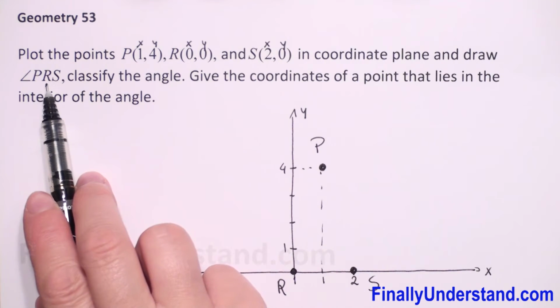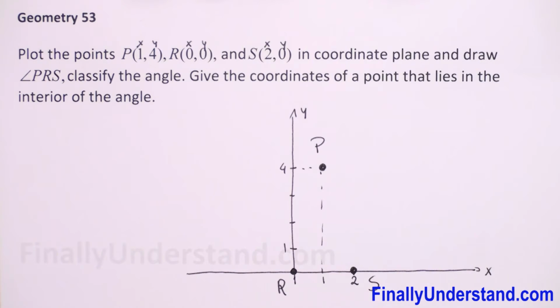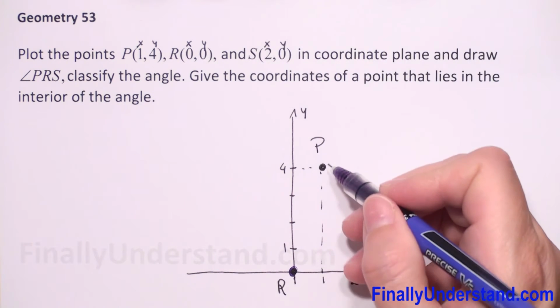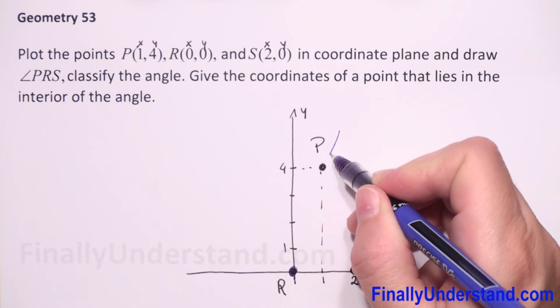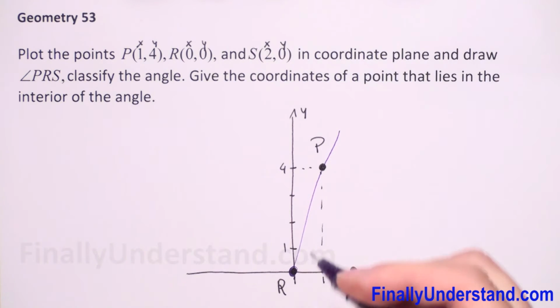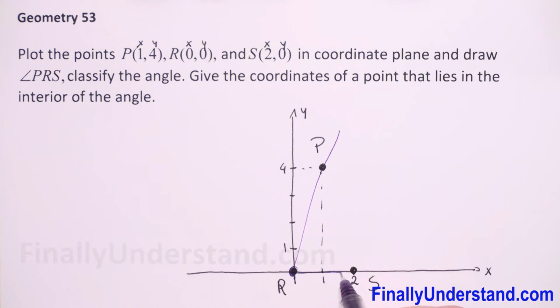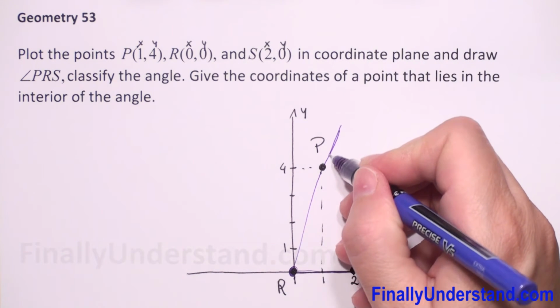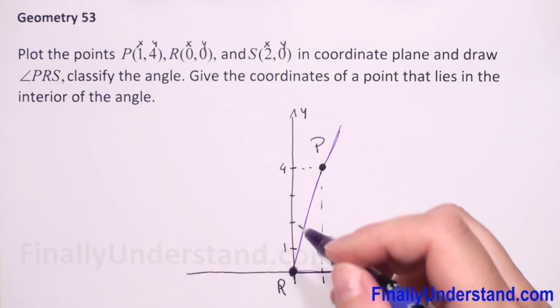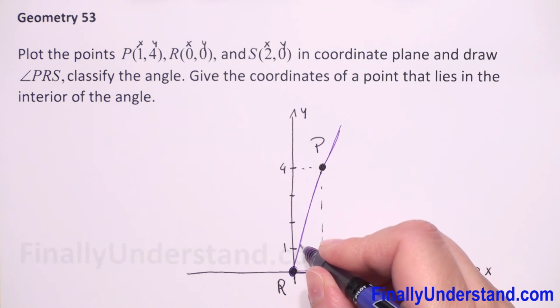Now we have to draw the angle PRS. It means the vertex is at point R. So this is our vertex. This is our angle, approximately something like this. This is our angle PRS.